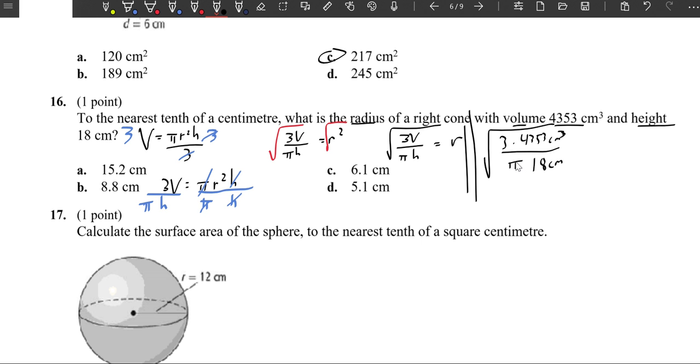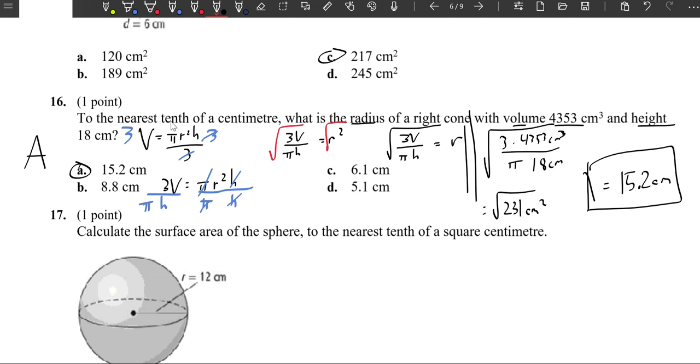So if I plug those values in, 3 times 4353 divided by pi and 18, that's 231, and I take the root, so that's equal to root about 231 square centimeters, and so it's actually equal to, when I take the root of it, 15.2. And that would be my answer there, A.